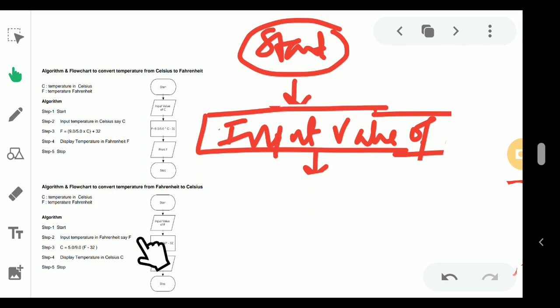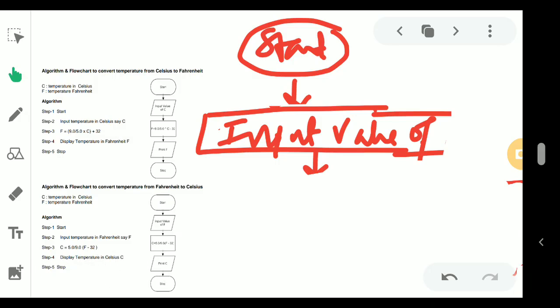I'm declaring a variable F for taking the input of temperature in Fahrenheit. Next we have to do the calculation. So Celsius, it means C is equals to 5 by 9 into F minus 32. This is the formula. I hope you all know. Okay. And the fourth step is display the temperature in Celsius and stop.